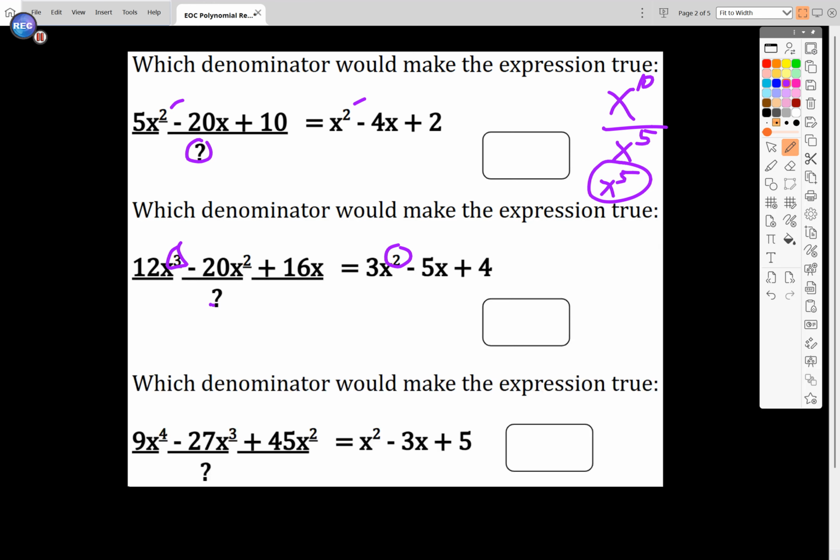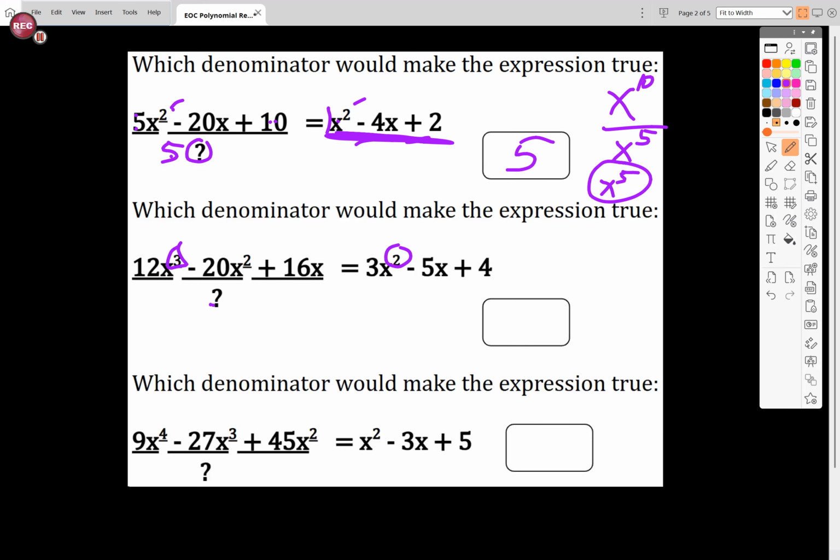To know what you divide 5 by to get a 1, you can just multiply. 5 times 1 gives you 5, so 5 divided by 5 must be 1. Now make sure it works for all the numbers to avoid a mistake here. Negative 20x divided by 5 is negative 4x. Perfect. 10 divided by 5 is positive 2. So it matches. Because the exponents didn't change, it's just 5.